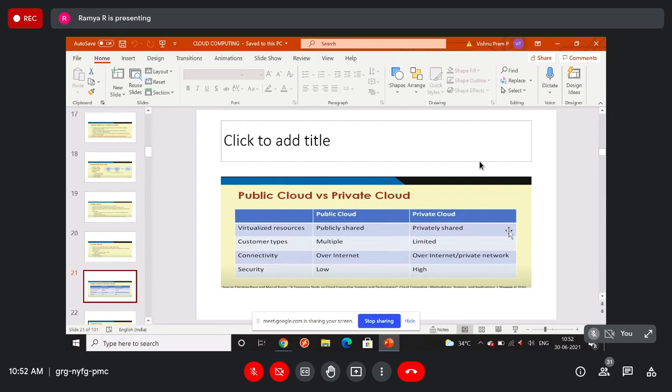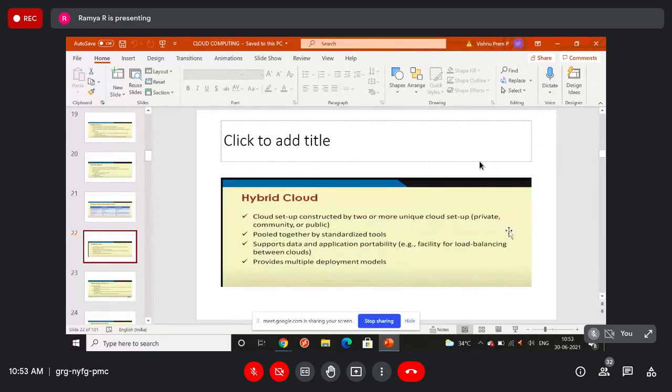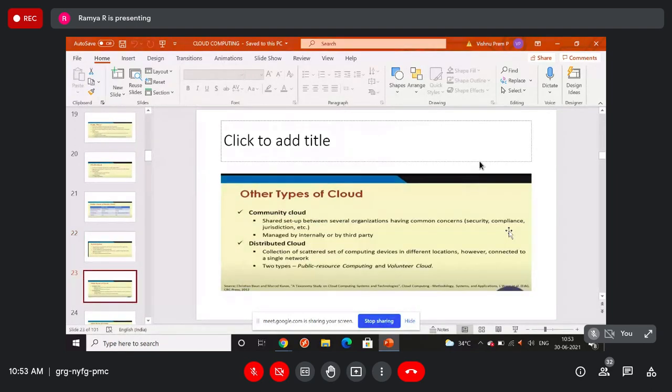Next thing, security. Because here anybody is accessing, the public cloud security is low, and private cloud security is high. Hybrid cloud has both the functionalities of private cloud and the public cloud.